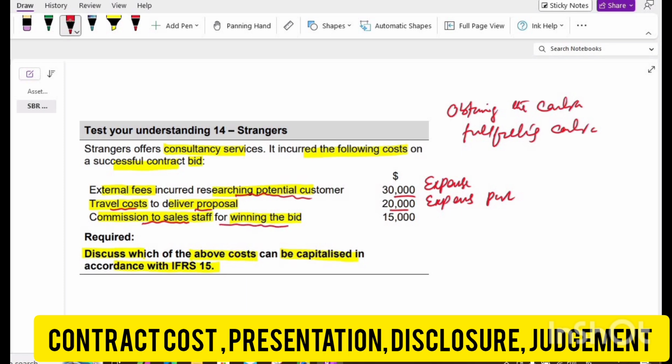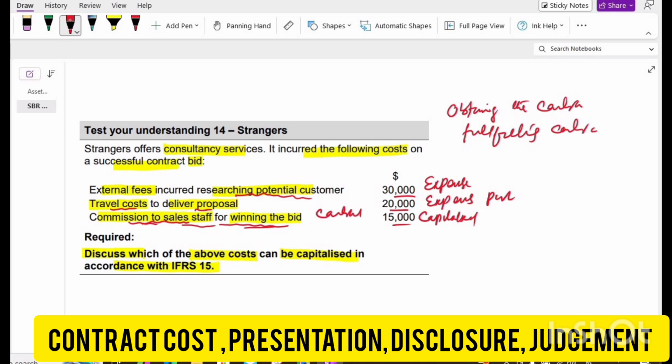Clear? And then you have the commission to sales staff for winning the bid, and that is 15,000. Now here, this amount should be capitalized, and you should amortize it. Why is this amount capitalized as an asset? This commission is directly attributable to obtaining the contract, for winning the bid. The commission would not have been incurred without securing the contract. So this is directly related to the contract.